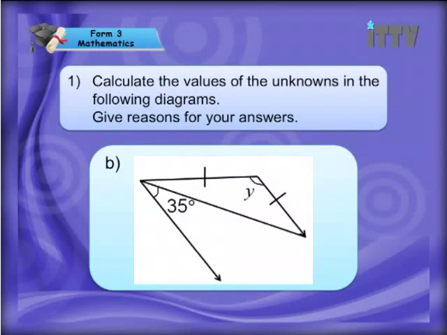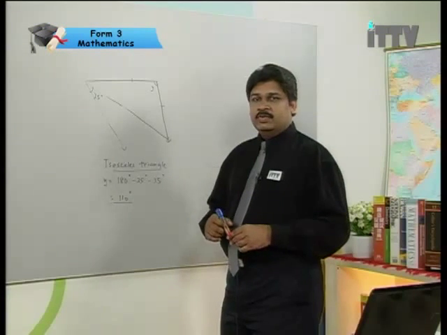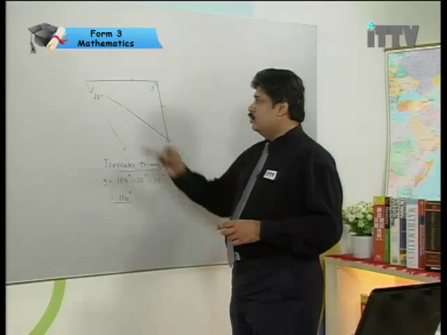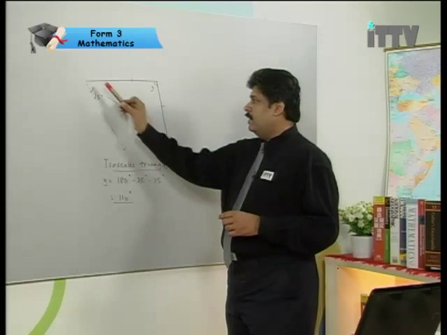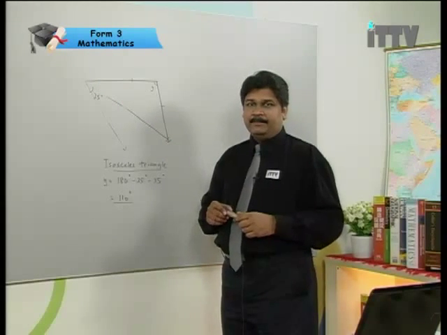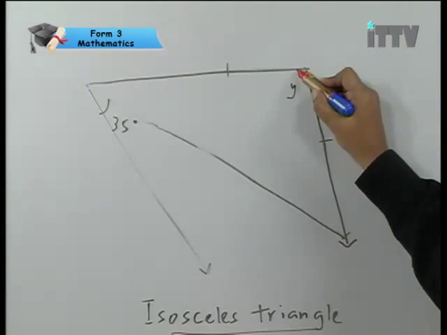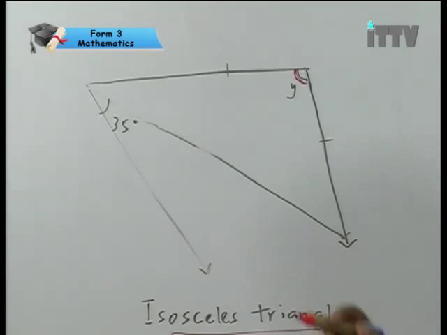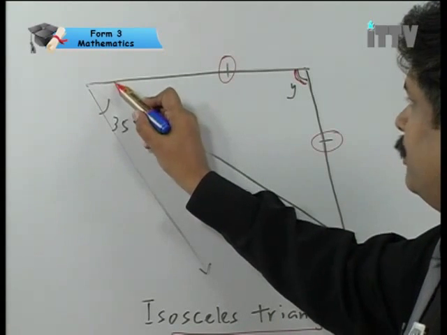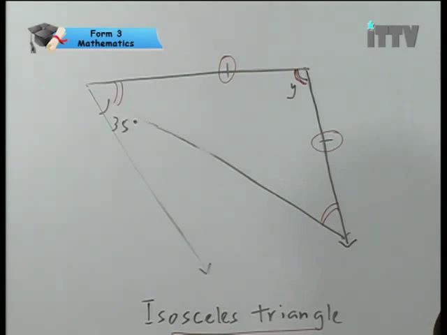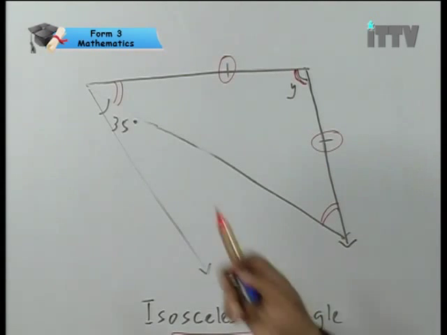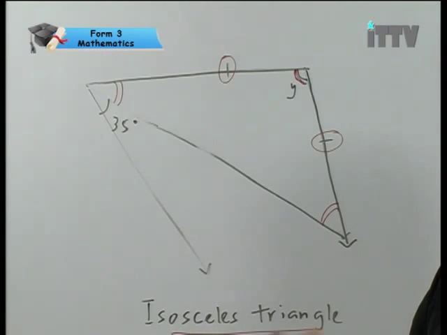Calculate the values of the unknowns in the following diagrams. Give reasons for your answers. If you look into our next question, we have two parallel lines and the issue of an isosceles triangle is coming into play. Now, how am I going to find the value of y? In order for me to find y at this top end, obviously, since these two lines indicate that the triangle is an isosceles triangle, I need to obtain the value of one of these angles. Since it's an isosceles triangle, both these values are equal. So how do we find it?